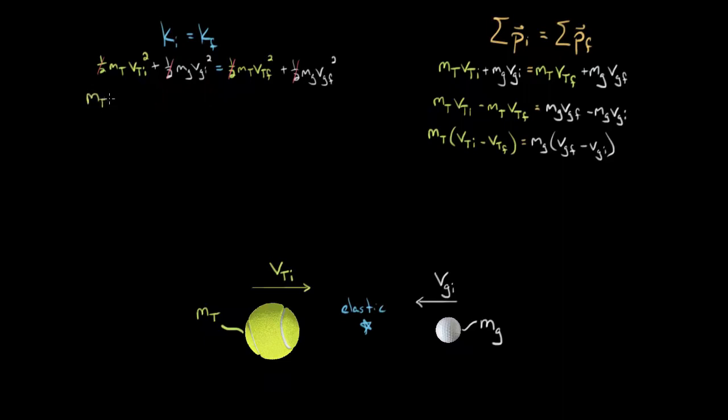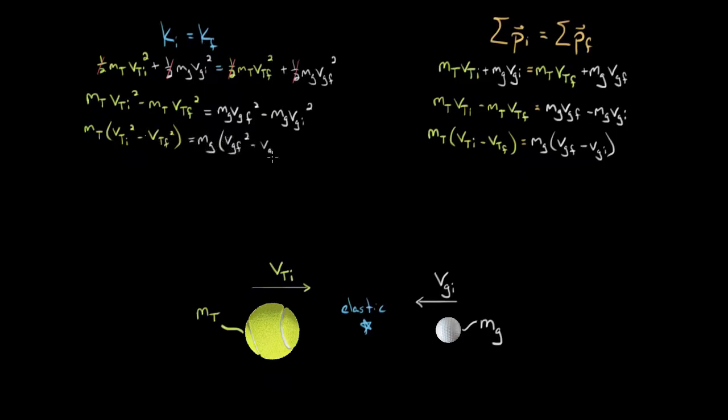If I write mt times vti squared, and then I'm going to subtract this term from both sides to get the mts together, so I'll have a minus mt vt final squared, and then that's going to equal, because what I'm going to do is subtract this term from both sides, so I get the mgs together, I've got this term over here already, mg vg final squared minus, and then this term that I'm subtracting from both sides, mg vg initial squared. And I play the same game I played over here. I pull out a common factor. I can pull out a common factor of mt. I get mt times vti squared minus vt final squared, and that's going to equal mg times the quantity vg final squared minus vg initial squared.